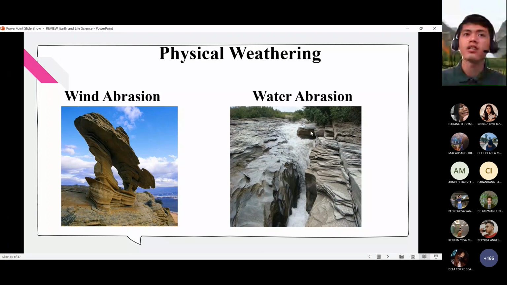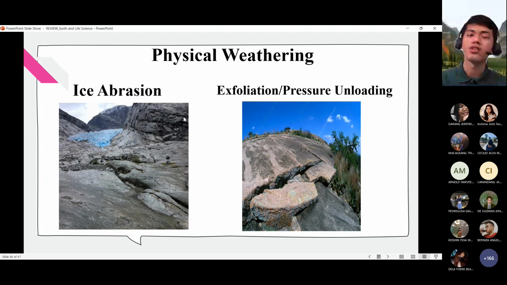Now we also have here ice abrasion. Okay, nangyayari naman to sa polar regions. Okay, kung napapansin niyo yung ice, nag-flow na siya sa bedrock. Okay, of course, nagkakaroon ng scraping or ice abrasion in that process.